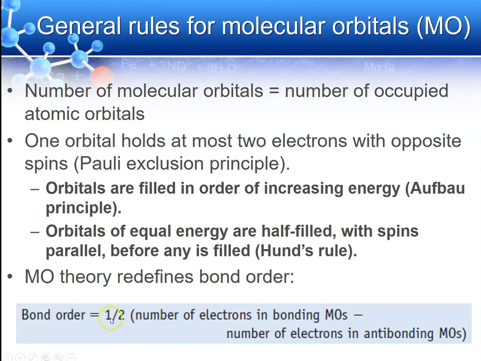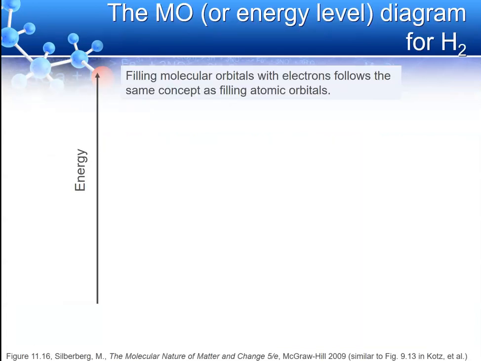So bond order, we'll use this equation. It's 1/2 the number of electrons in bonding molecular orbitals minus the number of electrons in anti-bonding molecular orbitals. So let's do an example. Okay, so we're going to draw a molecular orbital energy level diagram for H2, the simplest molecule.